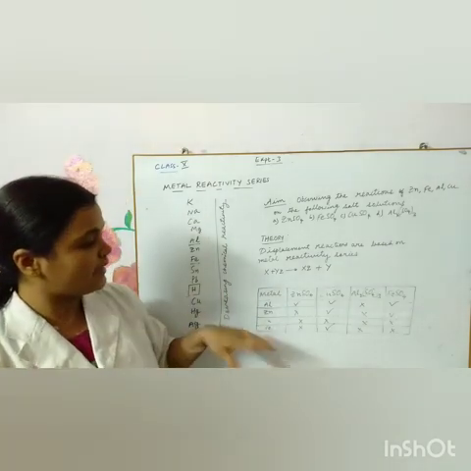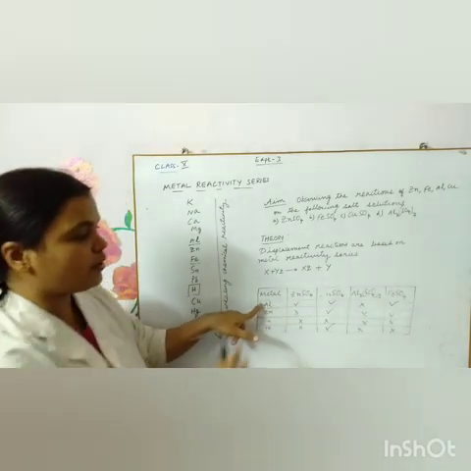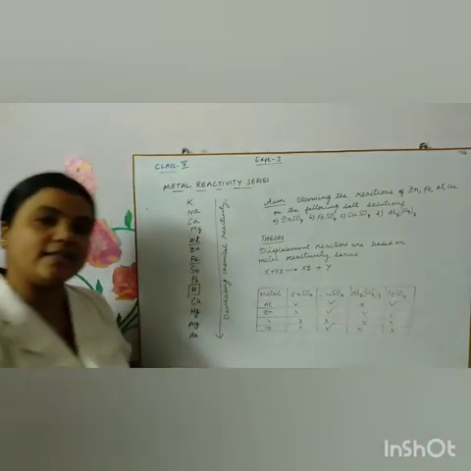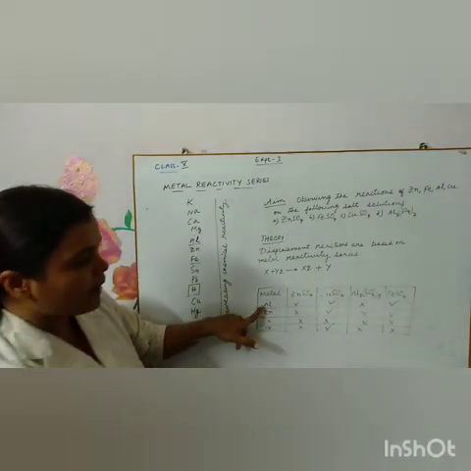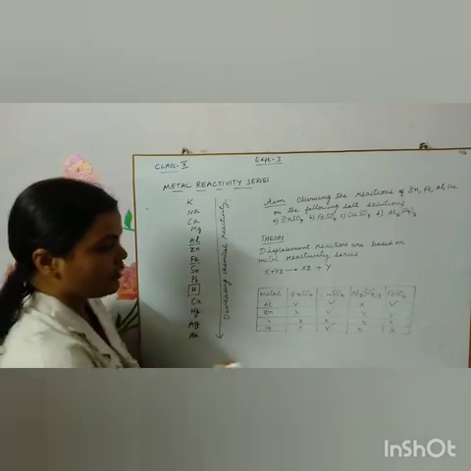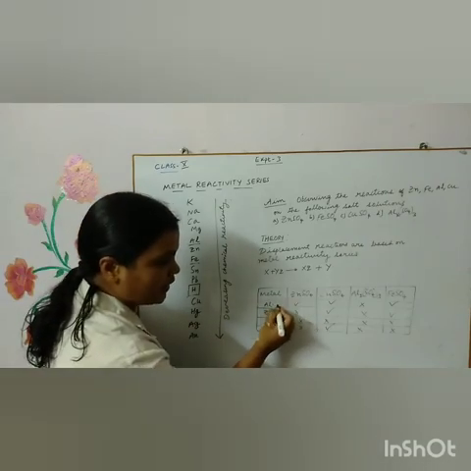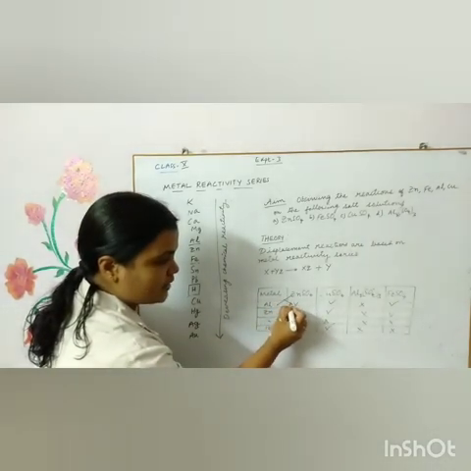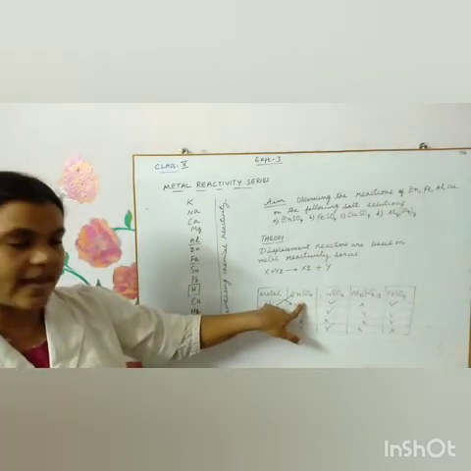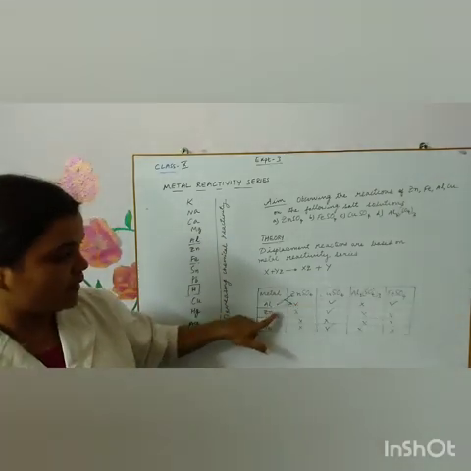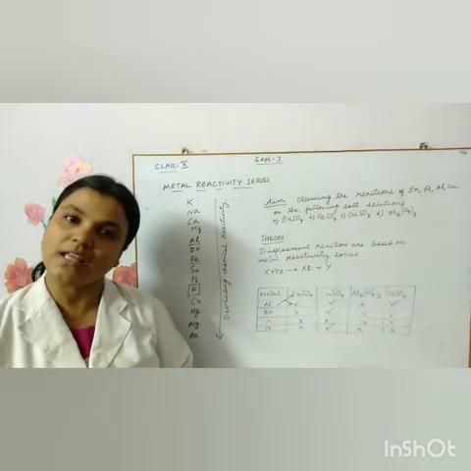Okay. So let's say, for example, if it is aluminium powder, we'll just record our observations like this. Aluminium powder with zinc. So what is the reaction? If there is a reaction, we put a tick mark.